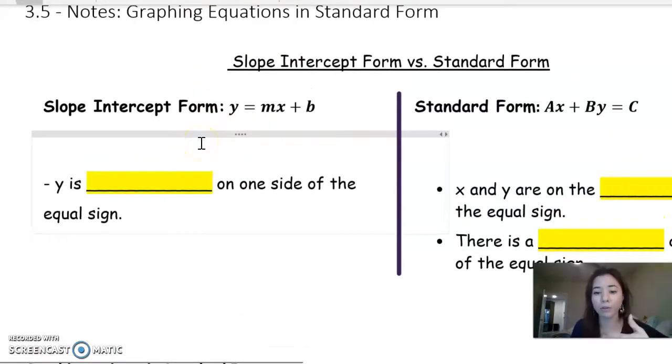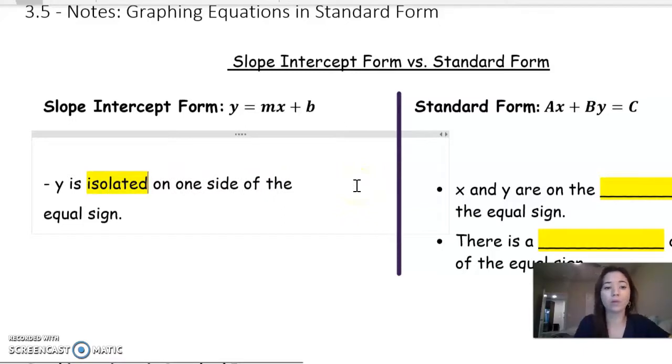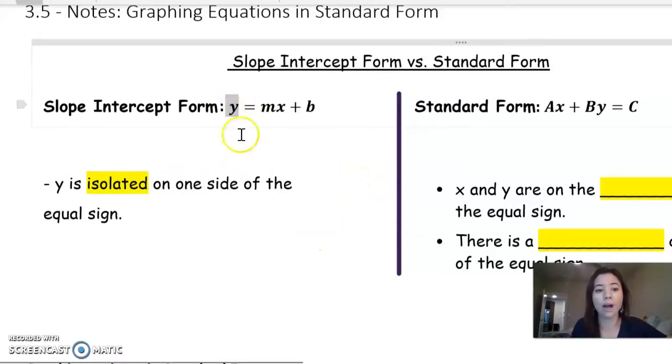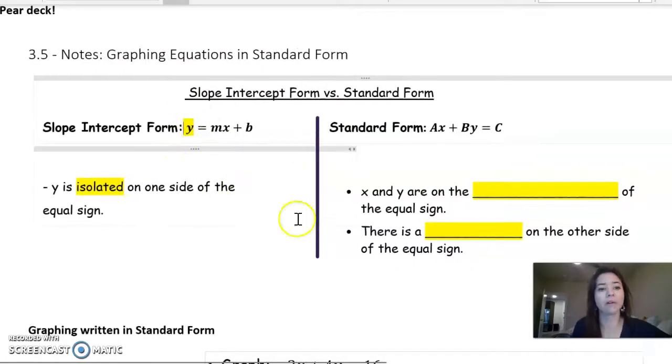Alrighty. So now let's talk about the different forms here. So the slope-intercept form is what we've been dealing with. And this is when y is isolated on one side of the equal sign. We have y by itself. And that is what we have been used to looking at.